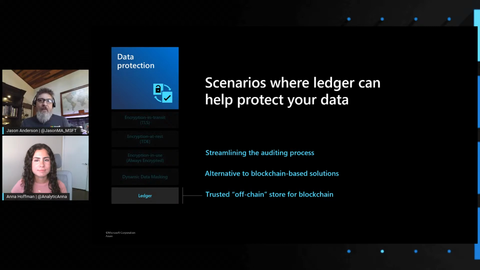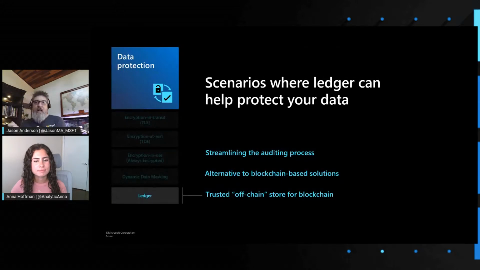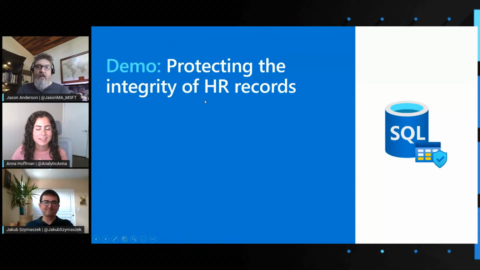So a typical pattern that has existed would be for customers to take their blockchain data and stream it, what they call off-chain, to a database. But as soon as you do that, you lose the immutability guarantees of the blockchain. Well, with Azure SQL Database Ledger, you can now maintain that integrity from the blockchain to the off-chain data store in Azure SQL Database. So to give an example of the auditing process, I'm going to turn it back over to Jacob, who's going to walk you through a really cool demo that extends upon the demo he showed earlier. So Jacob, take it away.